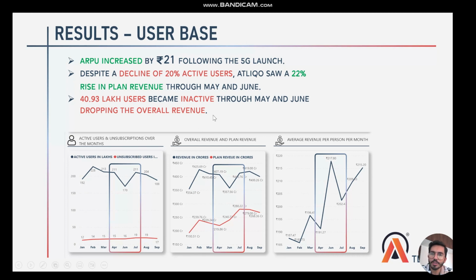So the third thing that we saw was that 40.93 lakh users became inactive through May and June, and there was an overall revenue drop between April to June, so we can see that as well.